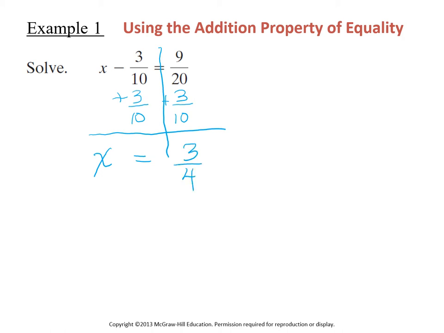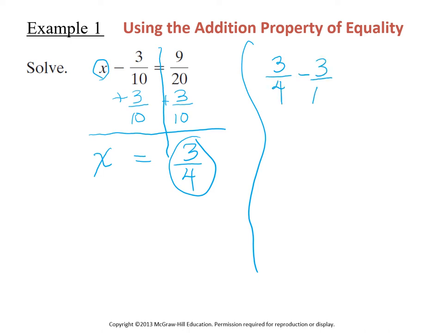And I do want to check my solution. So I'm going to start with my original equation x and substitute 3 fourths for x, subtract 3 tenths, and make sure that I get 9 twentieths.